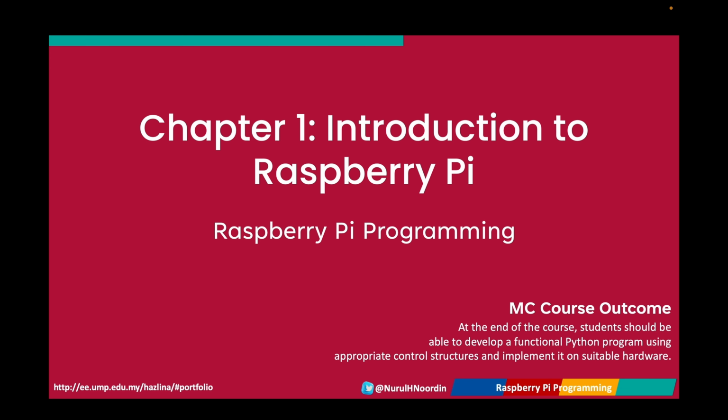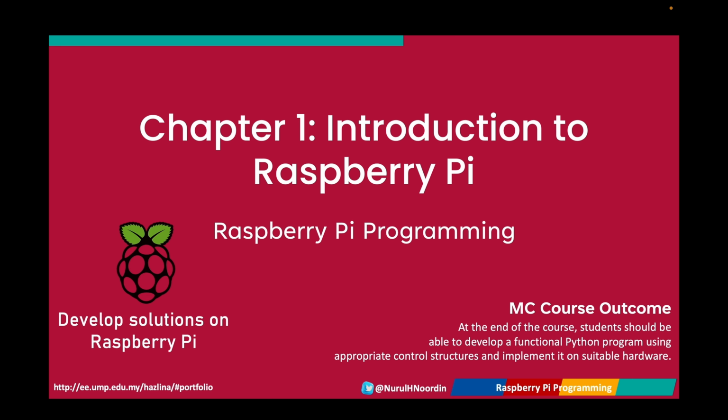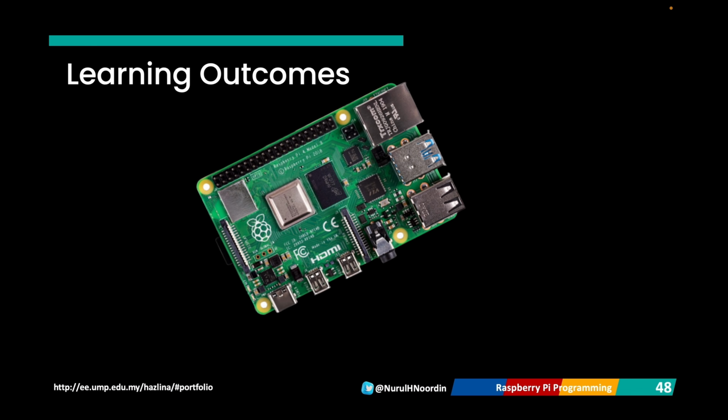In this Chapter 1, Introduction to Raspberry Pi, of our Microcredential course on Raspberry Pi Programming, this course involves integrating Python programming with hardware, specifically using Raspberry Pi systems, Raspberry Pi 4, and microcontrollers like Raspberry Pi Pico. By the end of this module, students will be able to develop functional Python programs that interact with hardware for innovative solutions. The learning outcomes targeted for this chapter are as follows.